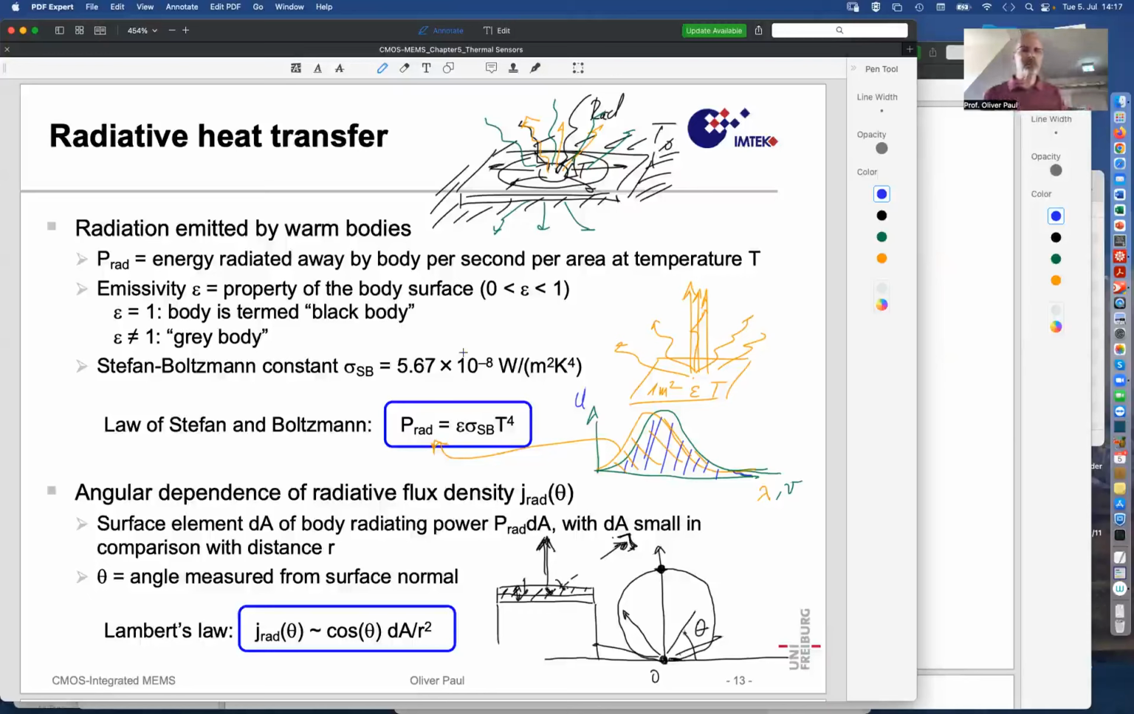The units can be remembered also when one knows what comes out, namely watt, and that it's multiplied by T to the 4. And so that is deeply rooted in thermodynamics, the thermodynamics of interaction of matter and electromagnetic radiation, and in the fact that electromagnetic radiation is quantized.